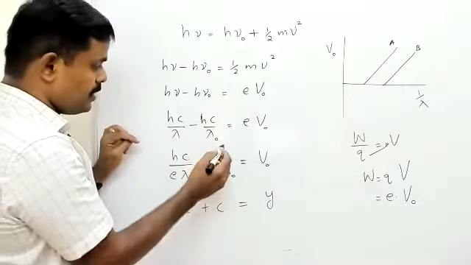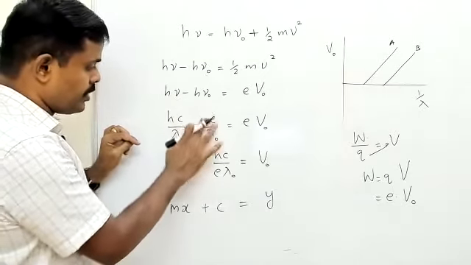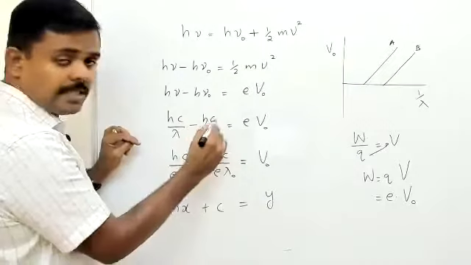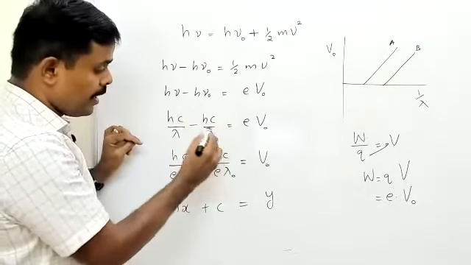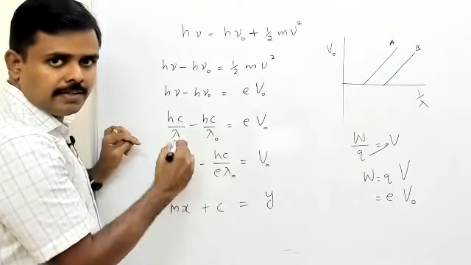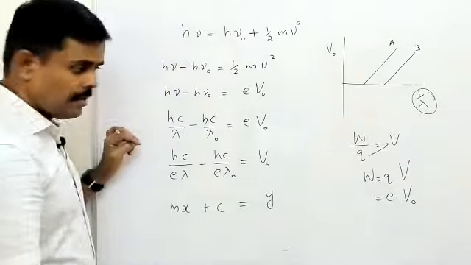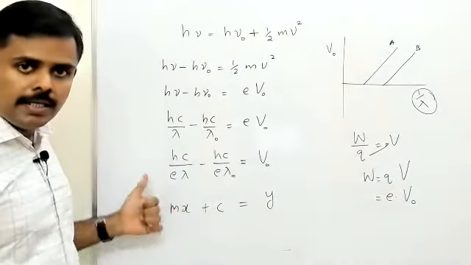Why do I do that? I'm making nu equal to c by lambda here. h nu is hc by lambda, h nu 0 is hc by lambda 0. Nu 0 is the threshold frequency, lambda 0 is the threshold wavelength. Why did I do that? Because I needed to get the equation in terms of lambda and eV0. I divide throughout with e.